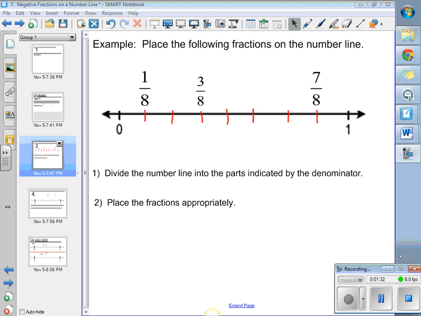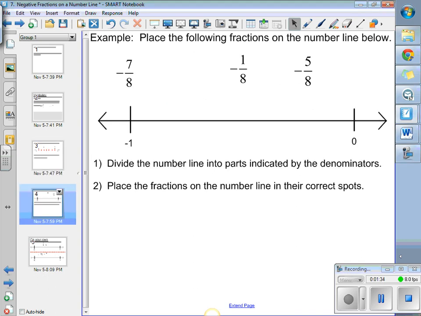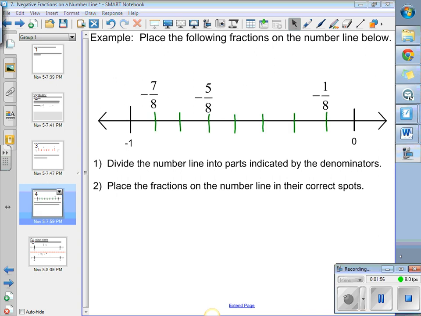All right, on to our next one. We're going to do the same idea, only we've got negatives here. So we're still dealing with eighths, so we're going to divide it by denominators. So we're going to divide it by eighths again and then place them. Again, I'm going to do this one, and then you're going to pause it and then come back and see it done. So come back in a minute.